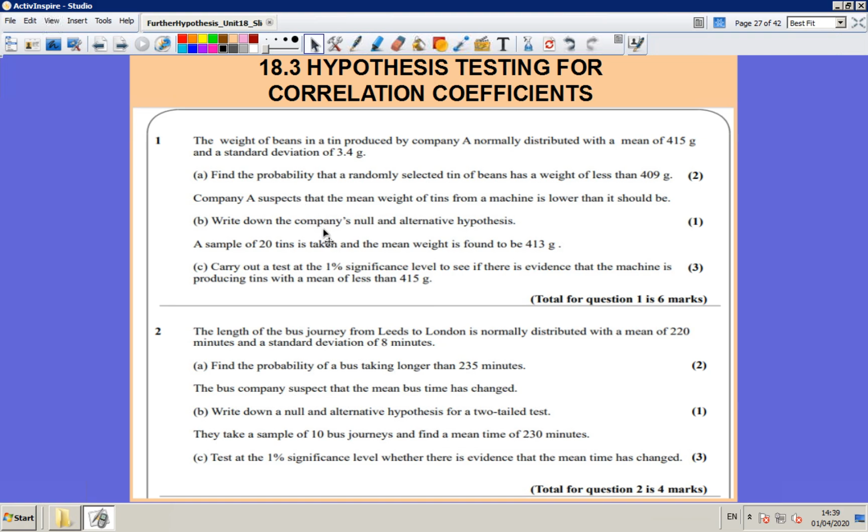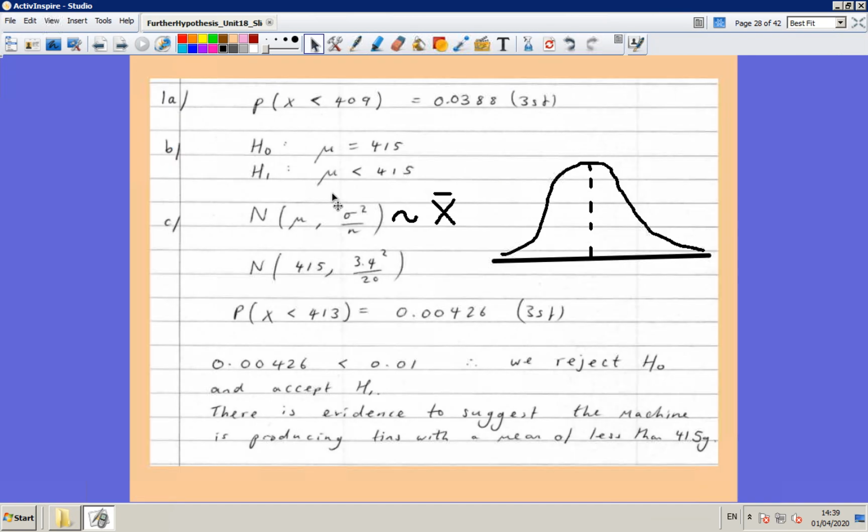Next up, the company suspects that the mean weight of tins is lower than it should be. Write down the company's null and alternative hypothesis. So the null hypothesis, remember that's the status quo option, is that the mean remains at 415 grams. And the alternative hypothesis, H1, is that the mean is lower than 415 grams. So you should have something like this: H0: mu equal to 415, H1: mu less than 415.